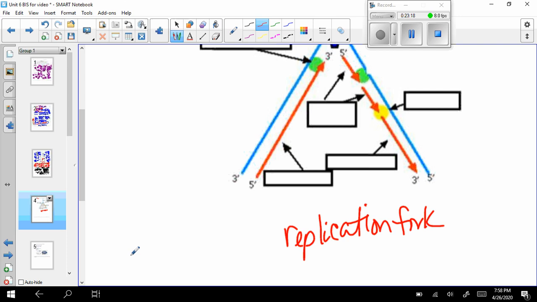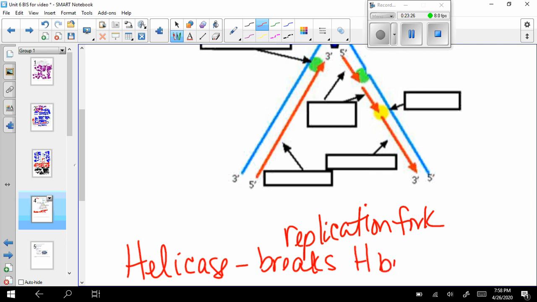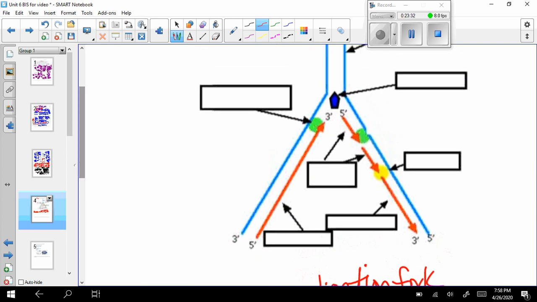And pretty much our number one enzyme is helicase, because helicase is what breaks the hydrogen bonds and creates this replication fork. So here in the middle, this is going to be my helicase, because this is what's going through, like these are all A's, T's, C's, and G's, and this is what's breaking those hydrogen bonds.